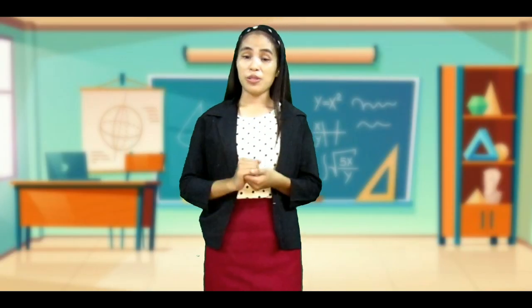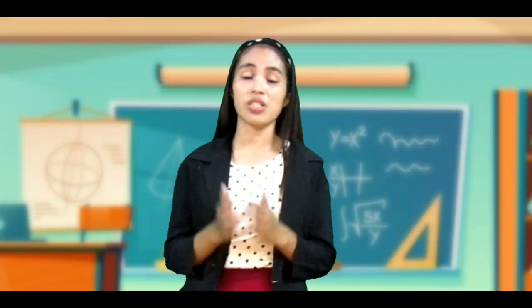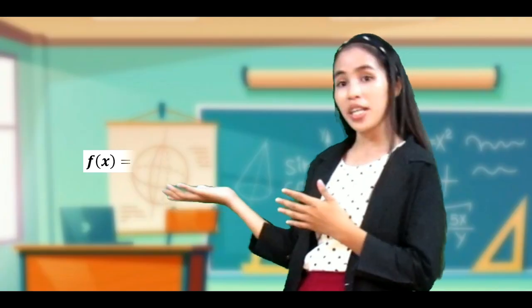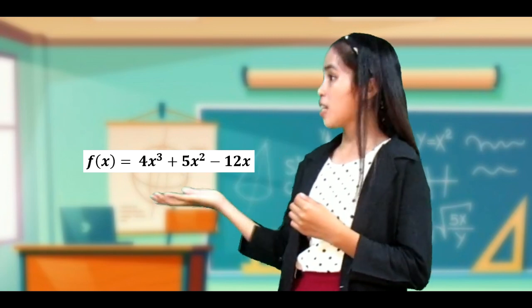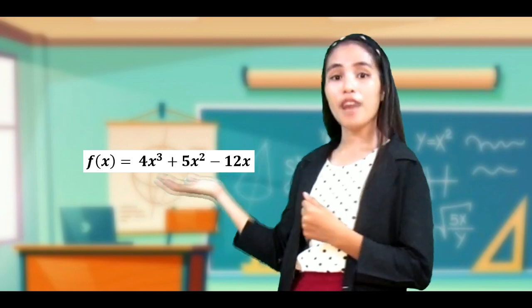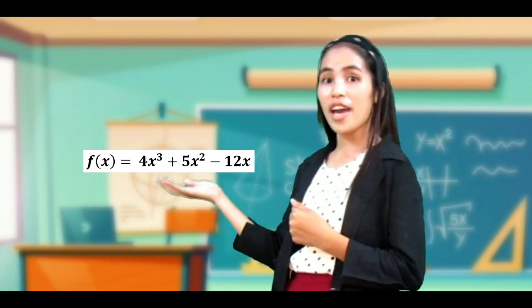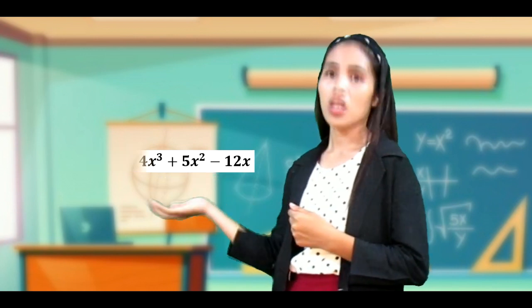So in this video presentation, I am going to show you how to use the TI-84 Plus graphing calculator in finding the zeros of a function. So we have an example here. Find the zeros of a function. f(x) = 4x^3 + 5x^2 - 12x. Zeros are places where the function will cross the x-axis.